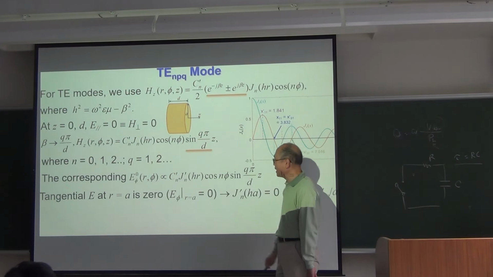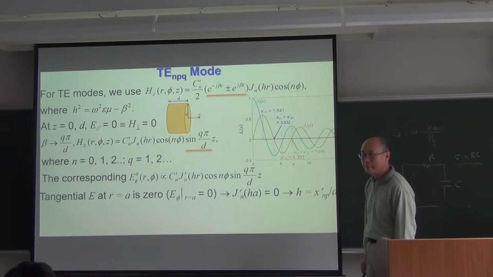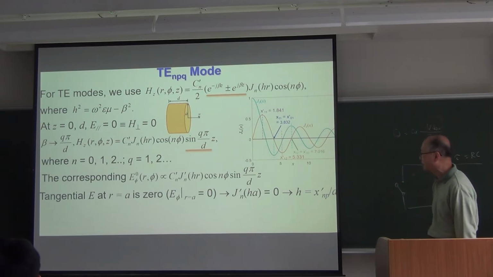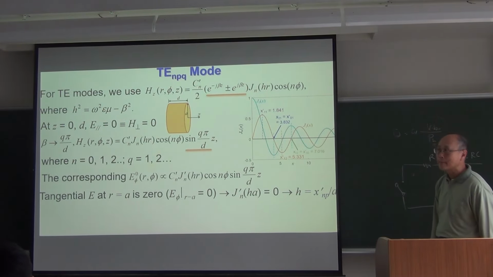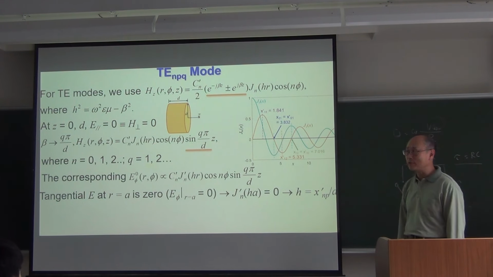Alright, so at this boundary condition, setting E phi equal to 0 will determine this h value. Okay, this is the transverse eigenvalue, if you still remember. Previously, when we talked about the slab waveguide, this h is equal to ky, if you still remember.